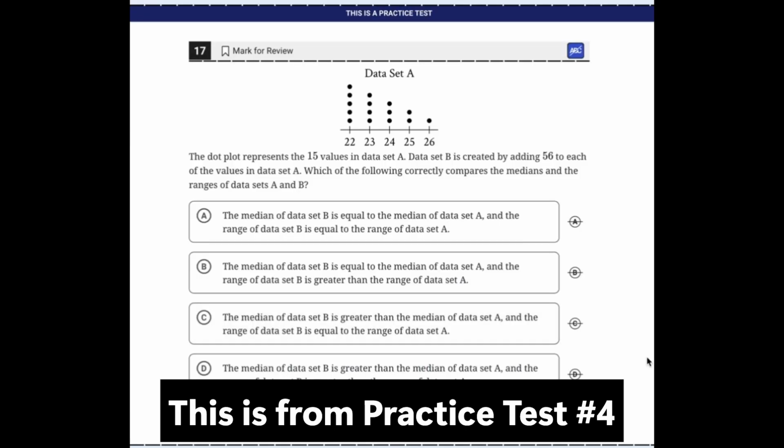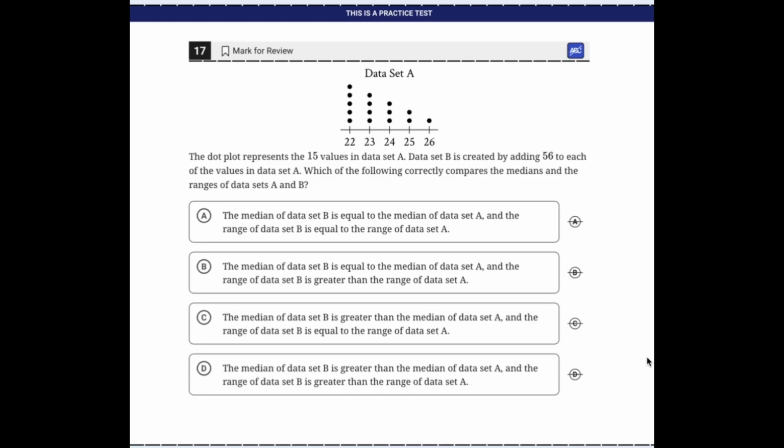So here is a problem involving medians. Let's go ahead and read the problem. As you can see, this is a chart this time instead of just a list of numbers. The dot plot represents the 5 values in data set A. So each one of these dots is a value. So you have 5 values of 22 here, 4 values of 23, etc. Data set B is created by adding 56 to each of the values in data set A. So 56 to this one here, 56 to this one here, 56 to this one here. Which of the following correctly compares the medians and the ranges of data set B?